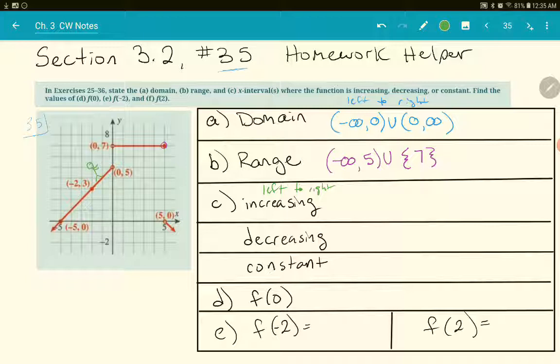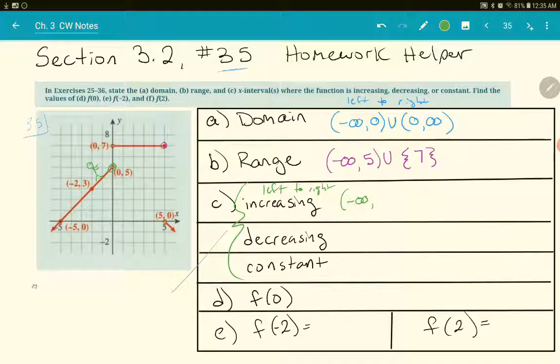There's my little guy. Okay, so he's walking uphill from negative infinity, and he's walking uphill until he reaches this spot right here. These three things, the increasing, decreasing, and constant, they have three things that happen every time.